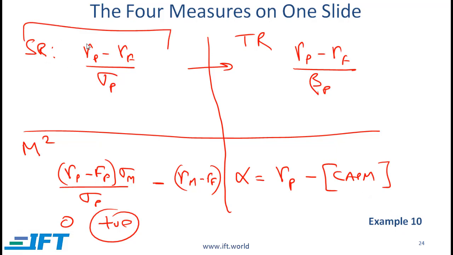Before you do example 10, I want to highlight one more point. It makes sense to use the Sharpe ratio and the m squared measure if you are evaluating a manager where you know that the portfolio is not diversified. On the other hand, if the portfolio is supposed to be diversified, then it makes more sense to use the Treynor ratio or Jensen's alpha.